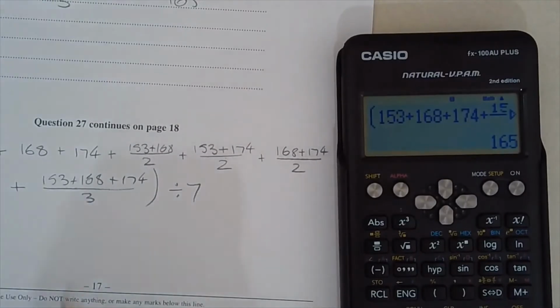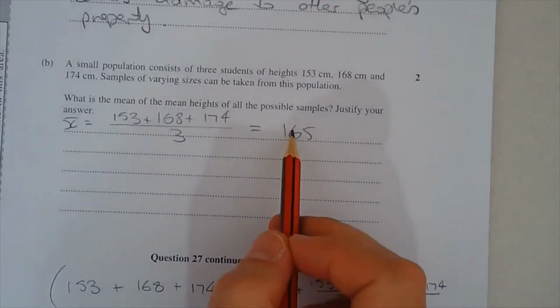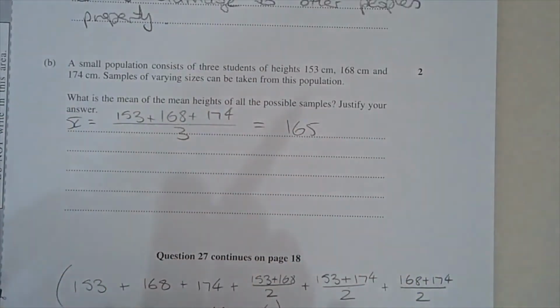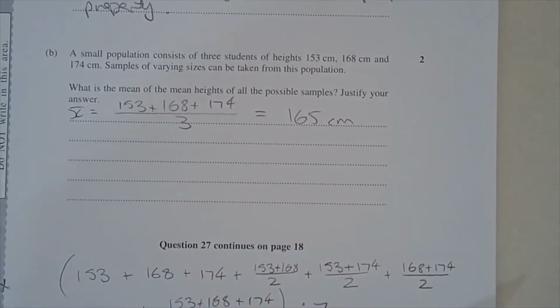And we get 165. So, at least in this instance, applying this theory that the mean of all the possible samples, we could just work it out by just taking the mean of the population itself.